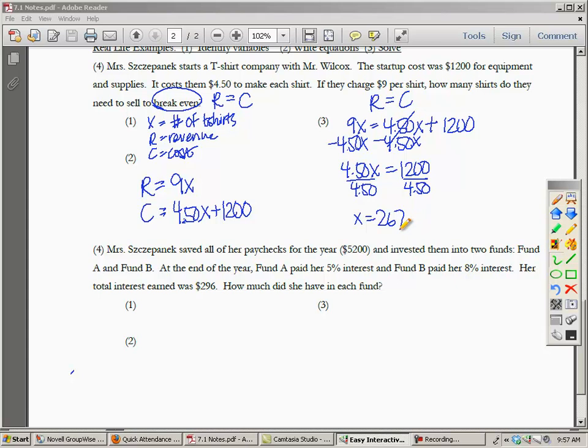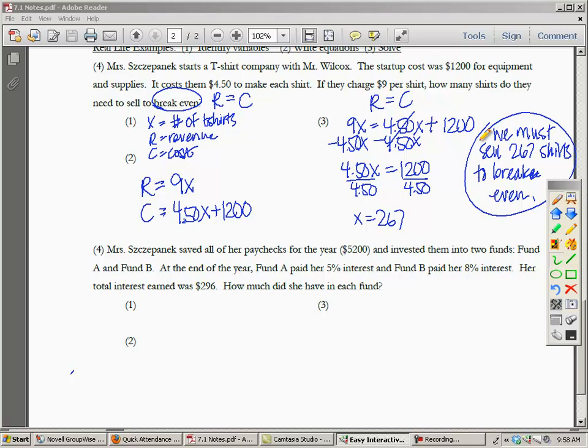Now I found through this that x is 267. If you get a decimal, please round because again, you can't have partial shirts. So take a look. The problem is this is a story problem. You need to have a story type of answer. So I would put, we must sell 267 shirts to break even. Okay, because it's a story problem, you should have a story answer.